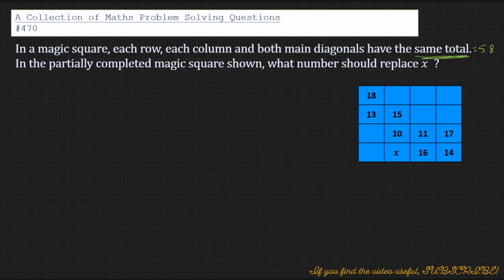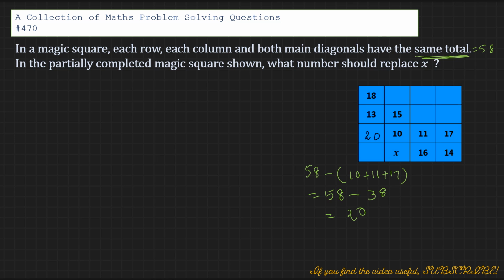So then we can work out this number here as 58 minus 10 plus 11 plus 17, and that would give you 58 minus 38, which is 20. So we get 20 here. So if I write in black, that becomes 20.